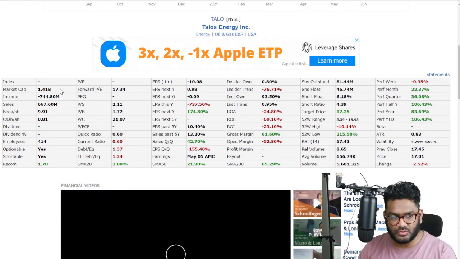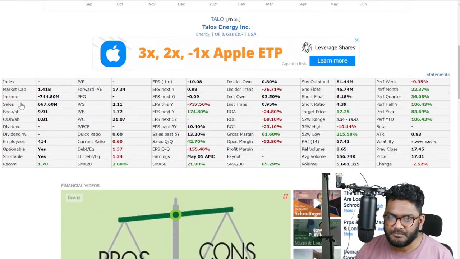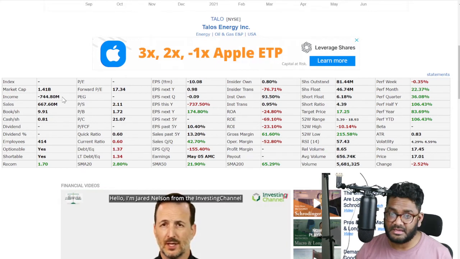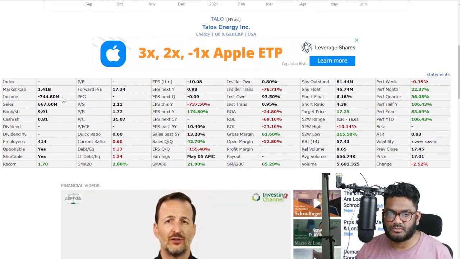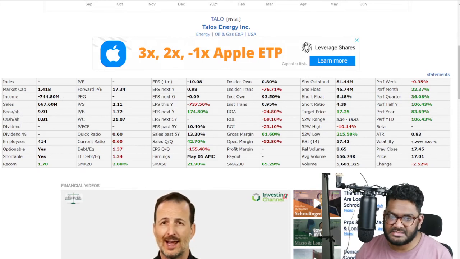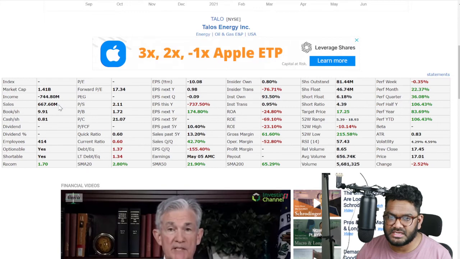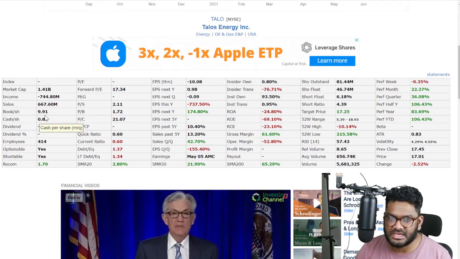So then you can understand how small this company is. The company income is minus. Okay, it's very normal. But if income is plus, meaning the company is running profitably. But the sales they made, the revenue, you can call it, is 600 million. That's not really bad. The book value to the share price is 9.1.